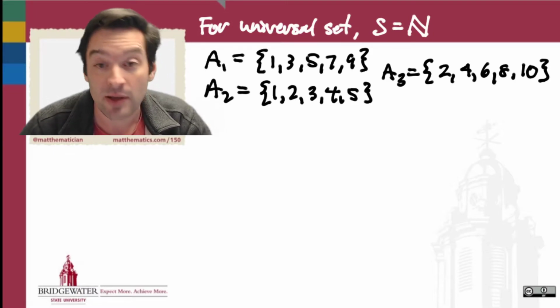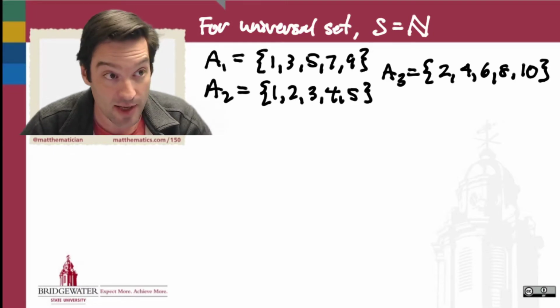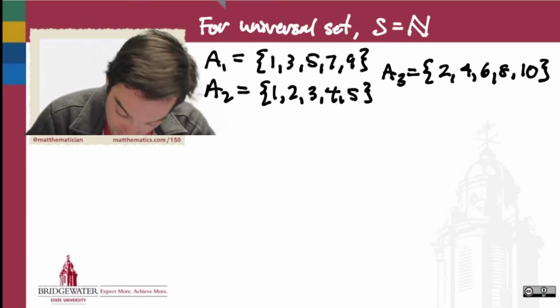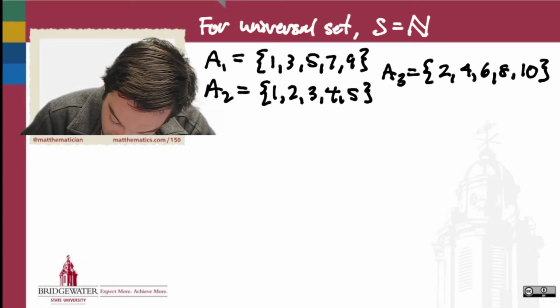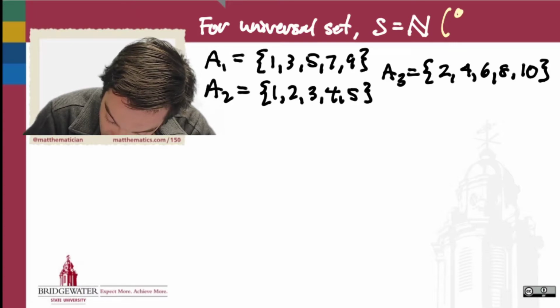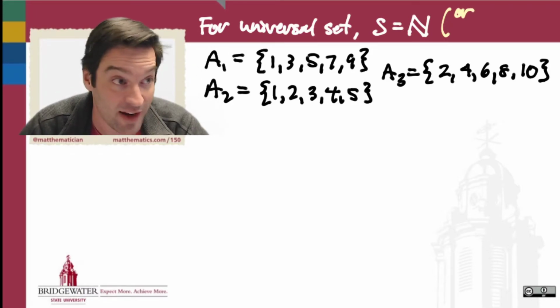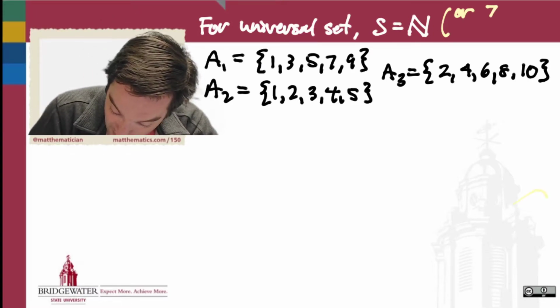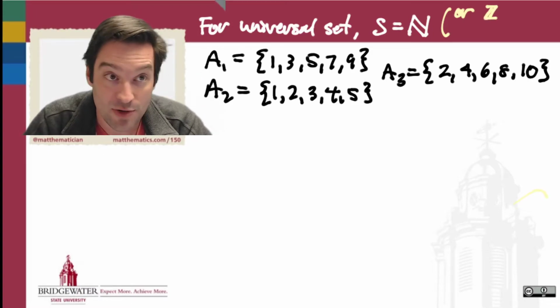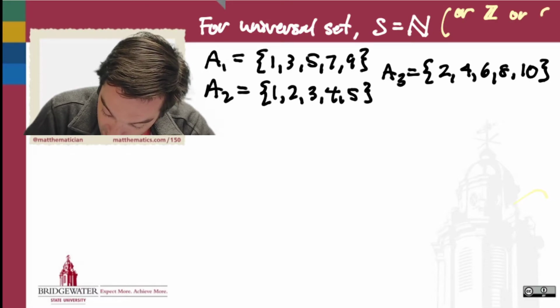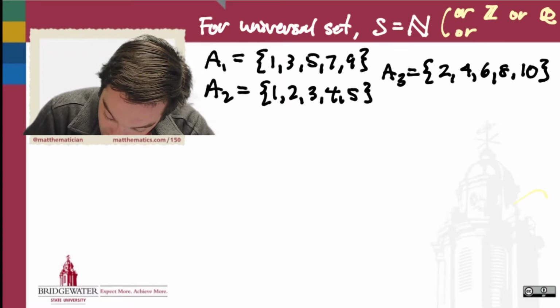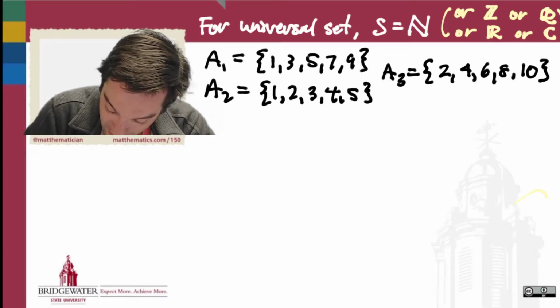Every element of A1 is also a natural number. Every element of A2 is a natural number. Every element of A3 is a natural number. But again, remember that this is a context-specific thing, right? Depending on what one's goal is in defining these sets, somebody might say that the universal set could be the integers, or it could be the rational numbers, or the real numbers, or the complex numbers. Or it could be a variety of different things, right?